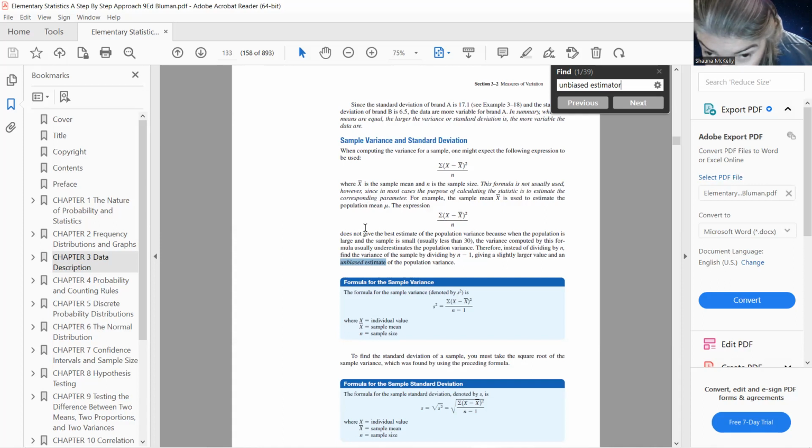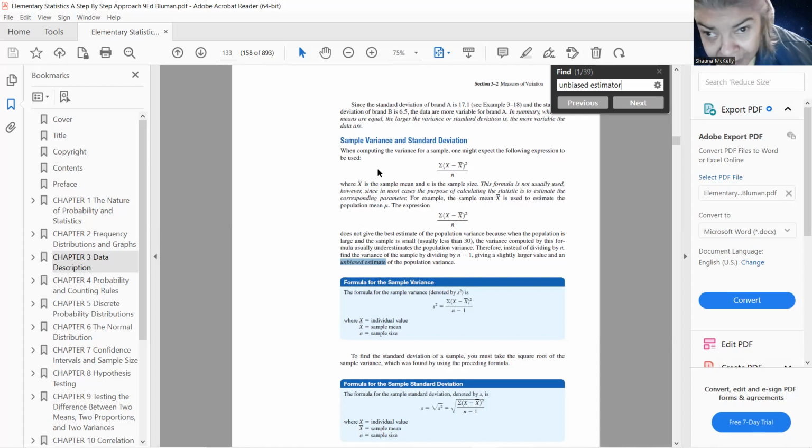population variance. So the reason we use an unbiased estimator is so that we can get a better approximation of the population variance. Okay. Because when the population is large and the sample is small, the variance will underestimate it. So having that extra symbol in there, that n-1, will help us with that.